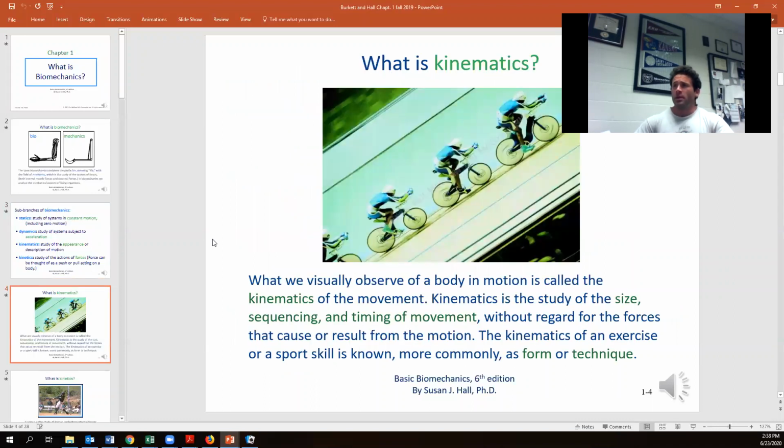So further examples of kinematics, like we said before, it's going to be that constant motion. And now we're talking about sequencing of those motions, the size of the areas that are moving, and how we're going to time up this movement. A great example of this would be something like swimming. If you've got bad sequencing, timing, and your movement patterns are not efficient, you're going to waste a lot of energy. You're not going to go as fast.